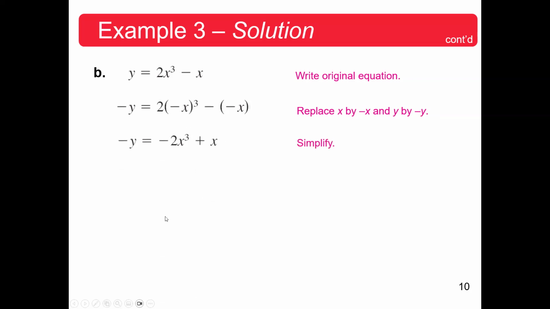Then we are going to multiply the whole equation by negative 1. So we get y equal to 2x cubed minus x, which is the same as the original equation, 2x cubed minus x. So here we have, again, an equivalent equation.